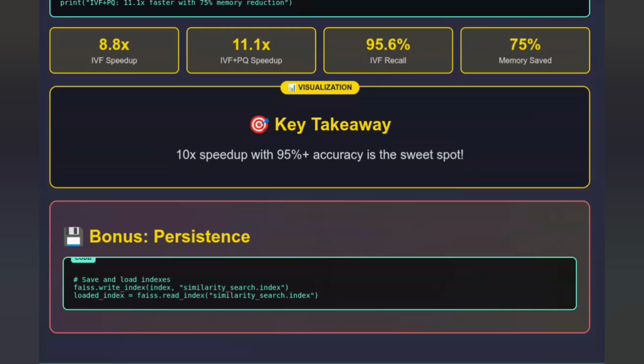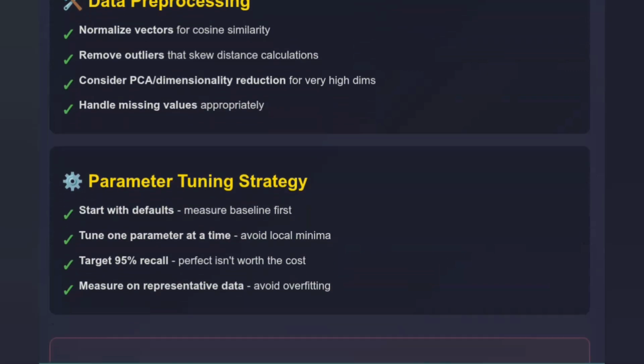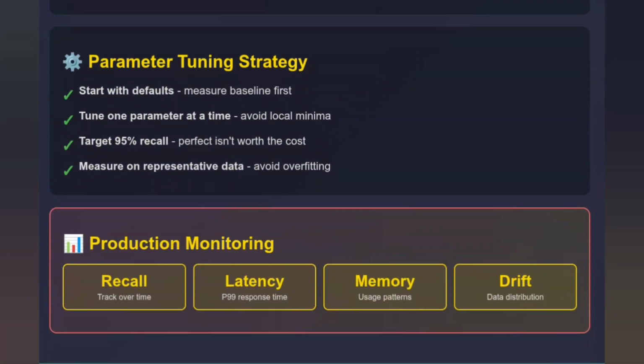Before we wrap up, let me share some hard-earned best practices from deploying ANN systems in production. Data preprocessing is critical. Always normalize your vectors for cosine similarity, remove outliers, and consider dimensionality reduction if you have extremely high-dimensional data. Parameter tuning strategy: start with default parameters, measure baseline performance, then tune one parameter at a time. Don't optimize for perfect recall. 95% is usually sufficient and much faster.